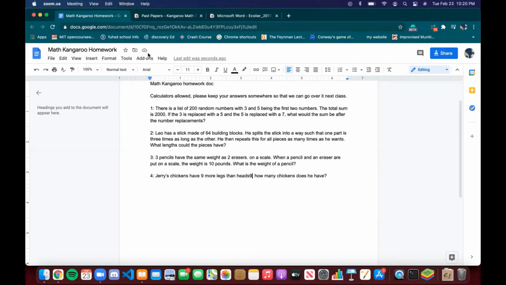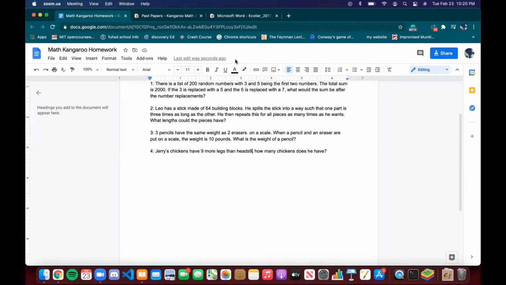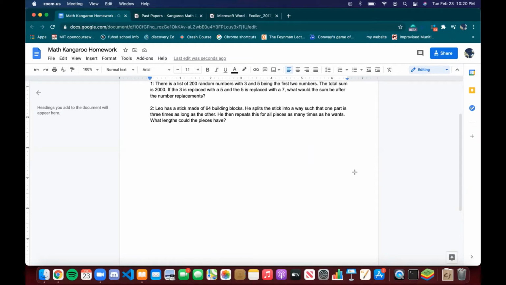Okay, so problem 2. Leo has a stick made of 64 building blocks. He splits the stick in a way such that one part is 3 times as long as the other. He then repeats this for all pieces as many times as he wants. What lengths could the pieces have? So he splits the stick in a way such that one part is 3 times as long as the other. We can just make a pyramid with 64 as the start, and it breaks into 2 sticks. One is 3 times as long as the other, so you would have 48 and 16. So one is 48 blocks long, and one is 16 blocks long.